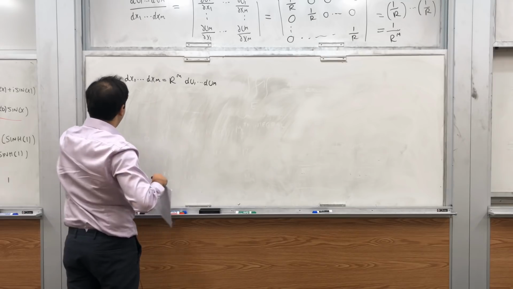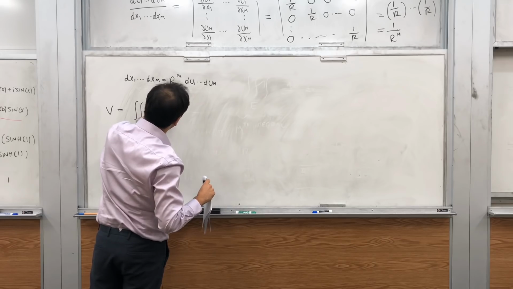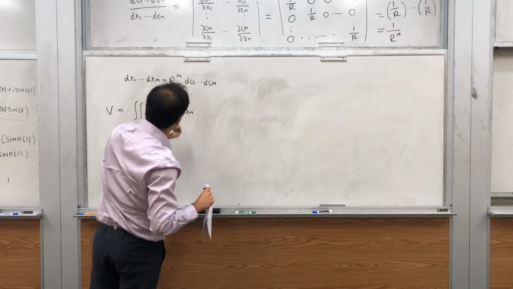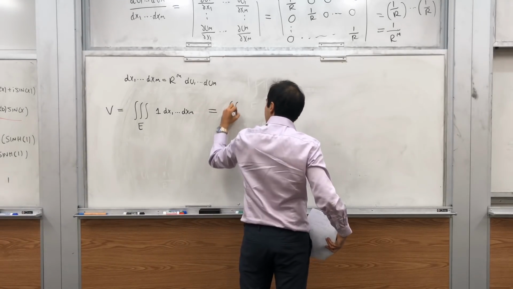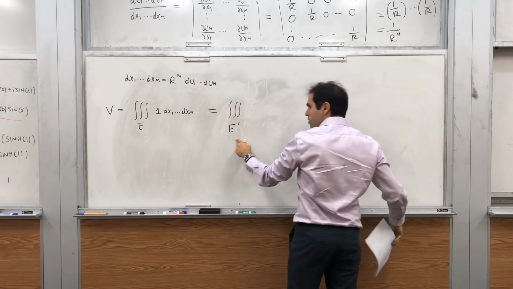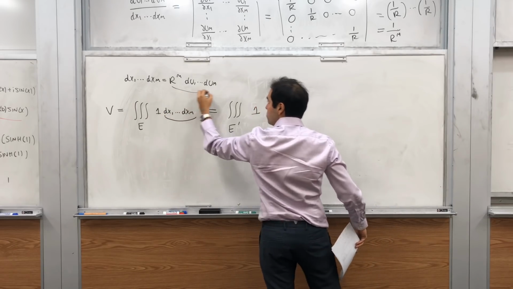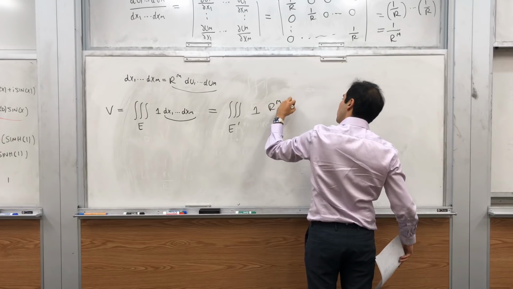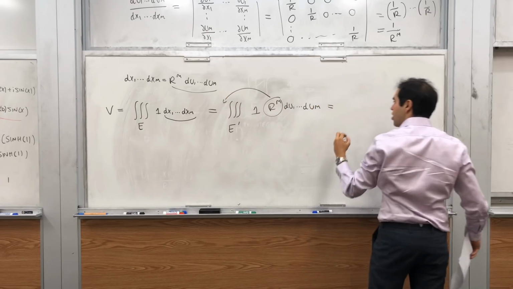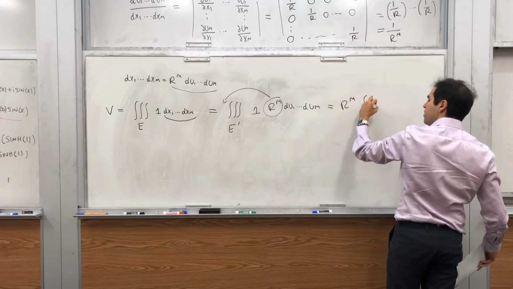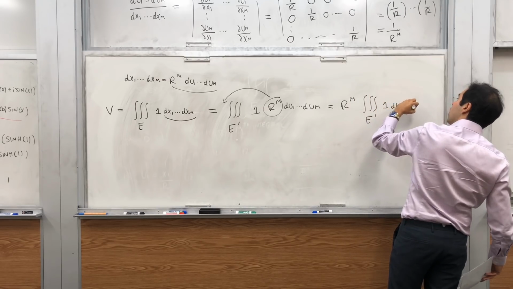So what do we have? The volume was again the mth integral of 1 over E, dx1 up to dxm. But now, after a change of variables, what does that become? That becomes the triple integral over the unit ball of still the function 1. And what is this? Well, it just becomes r^m du1 up to dum. This r to the m comes out, and we get r^m times the triple integral of the smaller thing, of 1 du1 up to dum.